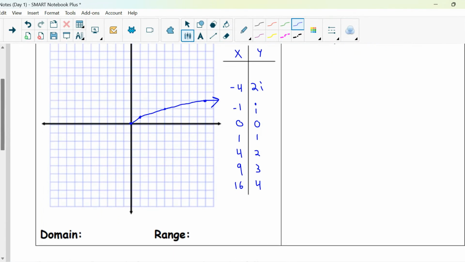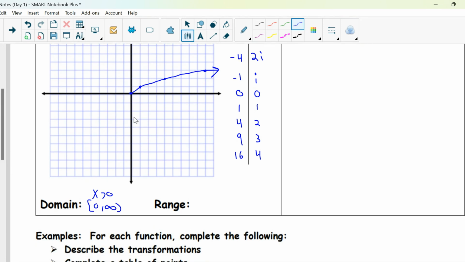So for domain and range, my domain is going to be 0 to infinity, right? Since I can't have negative values because those are imaginary, you could also write this as x is greater than or equal to 0. And for my range, the lowest possible y value I can have is 0. And it's heading up, so infinity is going to be my max. Once again, I could write this as y is greater than or equal to 0.